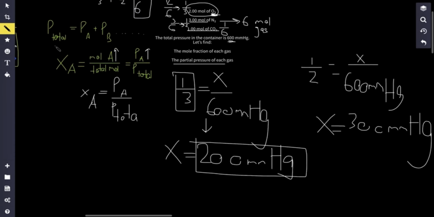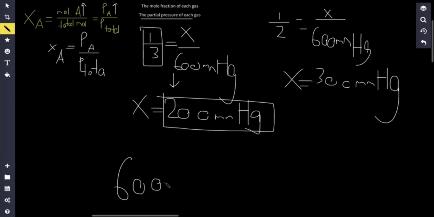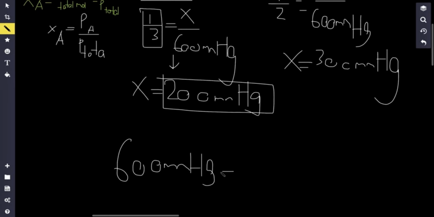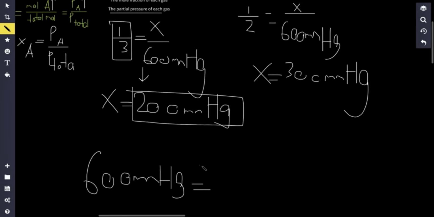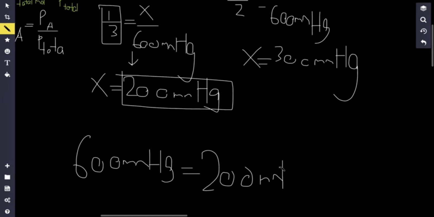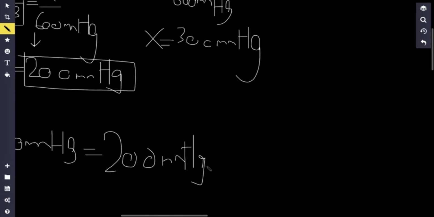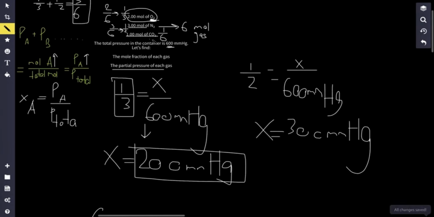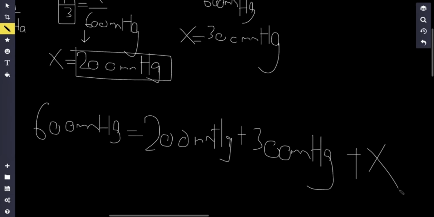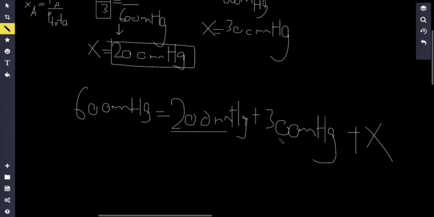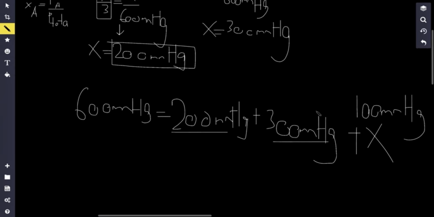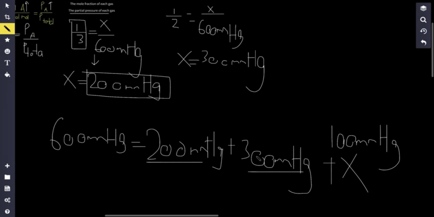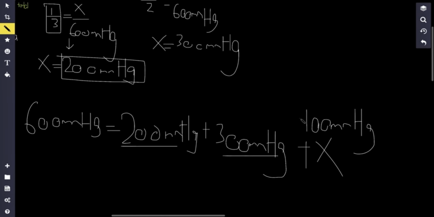We can do the same thing for CO2, but we don't have to, because remember that the total amount of pressure is equal to 600 millimeters of mercury. We know that O2 makes up a pressure of 200, and N2 makes up a pressure of 300. So to find how much CO2 makes up, the total pressure has to be 600. So 200 plus 300 plus 100 millimeters of mercury makes up the total pressure in the container. Therefore, the partial pressure for CO2 is 100 millimeters of mercury.